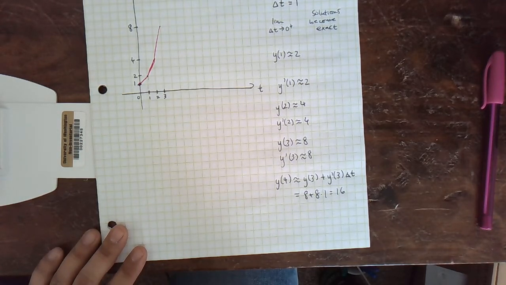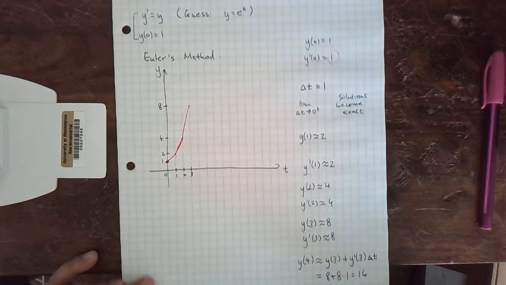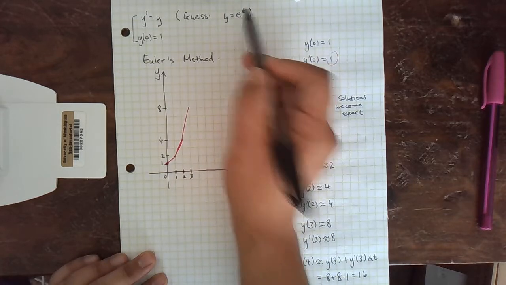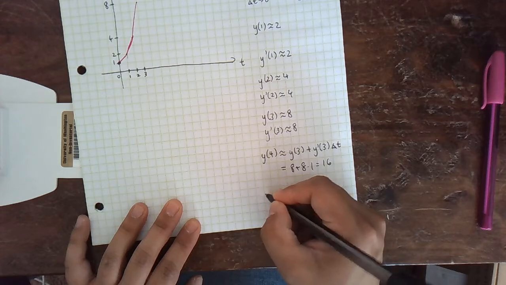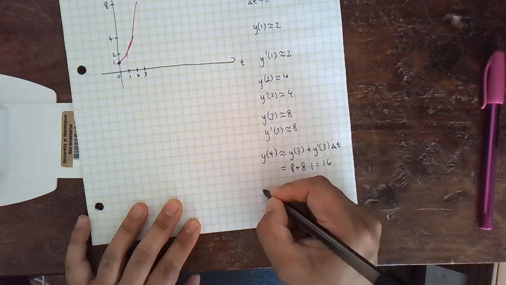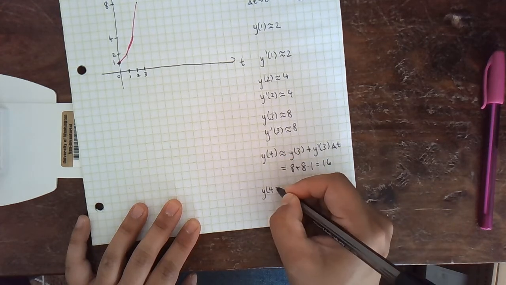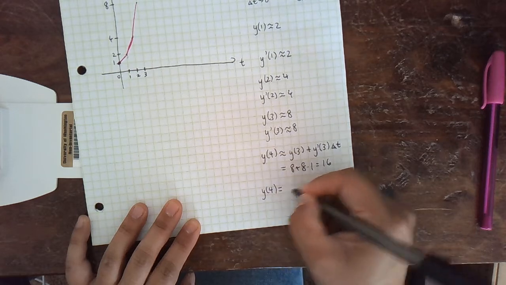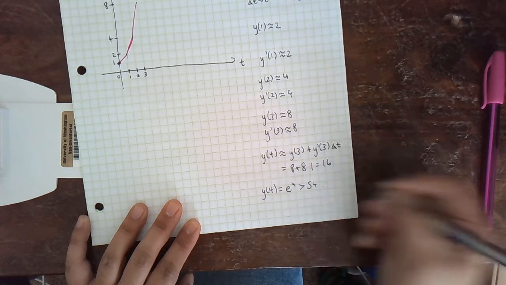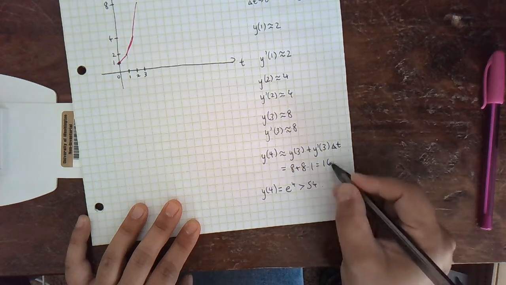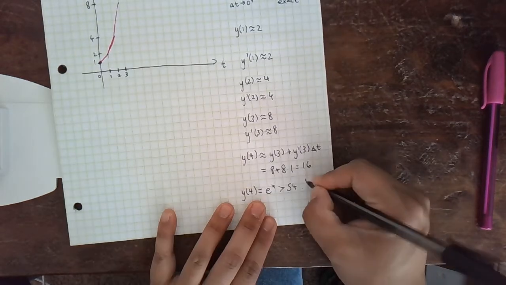Okay, and then let's just go back and look how close we are. So here we have e to the t. What is e to the 4? So y of 4 is approximately 16, we said with Euler's method. Y of 4 is actually e to the 4, which is a little bit bigger than 54. So this is a bad approximation.